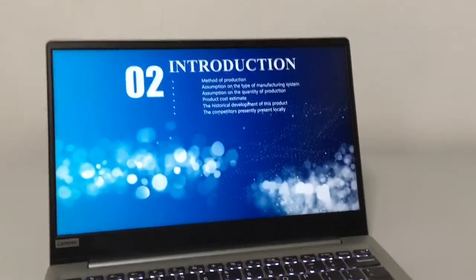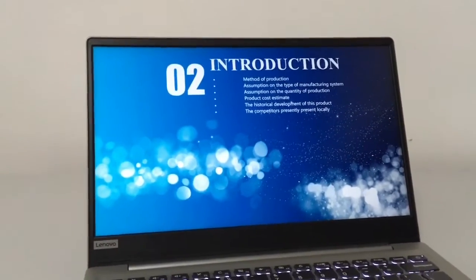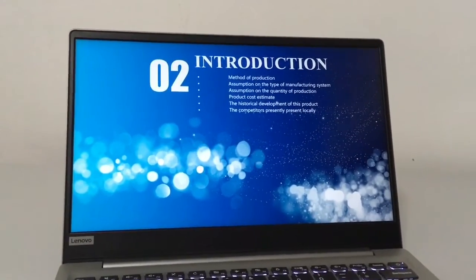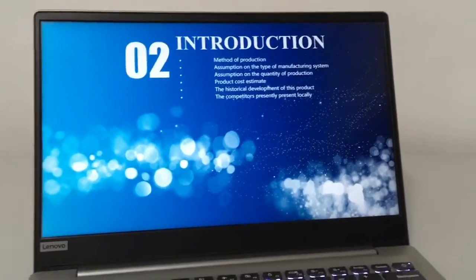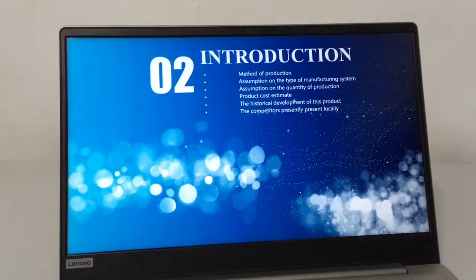So my name is Islam. So my part is introduction, the method of production. In introduction we can discuss the method of production, assumption on the type of manufacturing system, assumption on the quantity of production, product cost estimate, the historical development of this product, the competitors present locally.